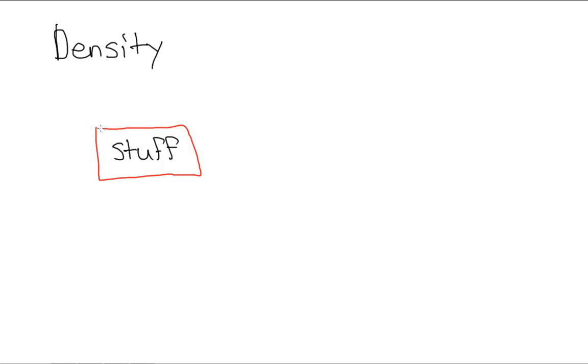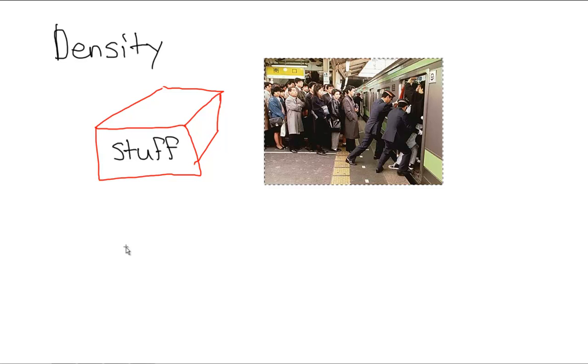So here we have the stuff, and it's within a defined amount of space, shown by the red box. And from that definition, we can look at it from two perspectives. That stuff could be rather large, like people, for example. We can say the subway car in Japan is denser than, let's say, your classroom. However, for this video, what we're going to talk about refers to the very small particles we learned about last time.